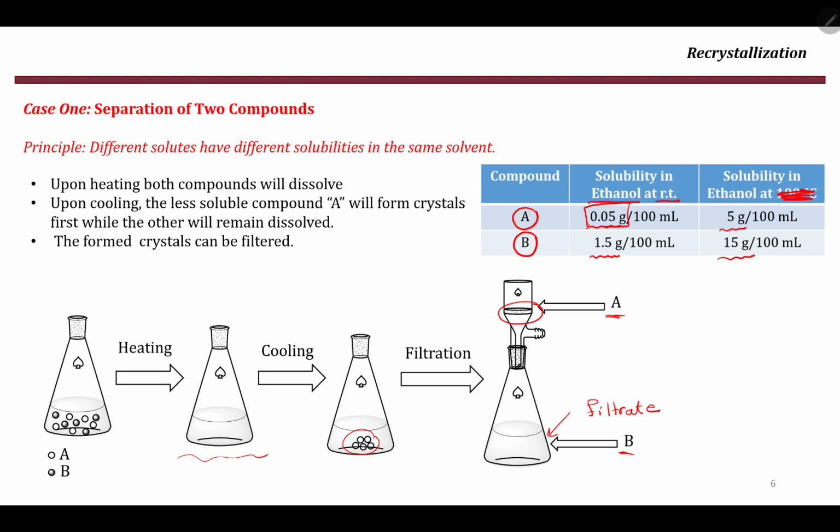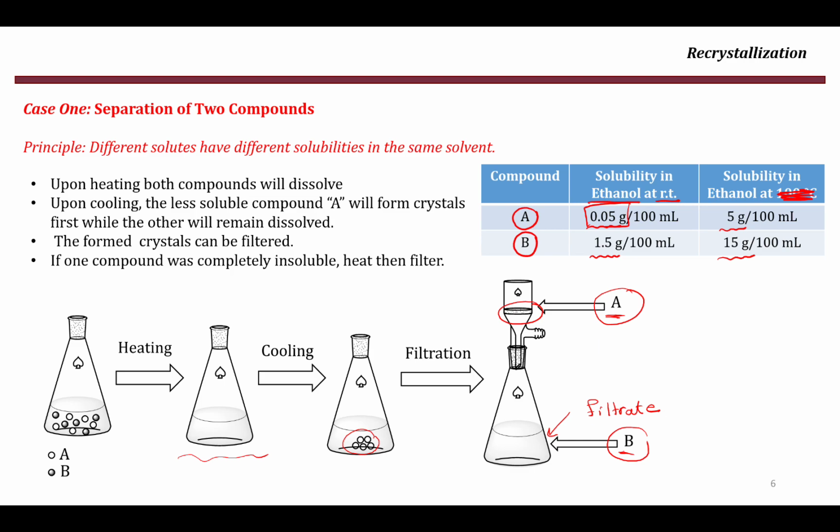Again, we were able to separate them because B is highly soluble in the solvent, A is not highly soluble. So upon mixing them both in the same solvent, heating and then cooling, we were able to force A to form crystals again and collect it on the filter paper, whereas B remained in the solution and it was collected in the filtrate.